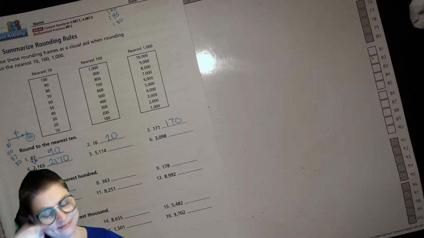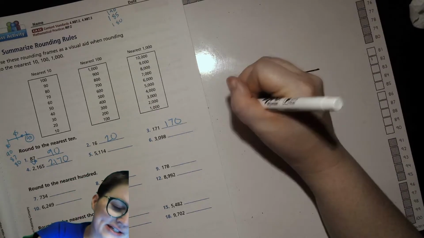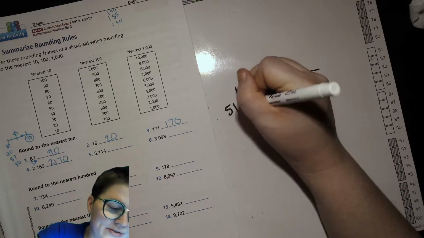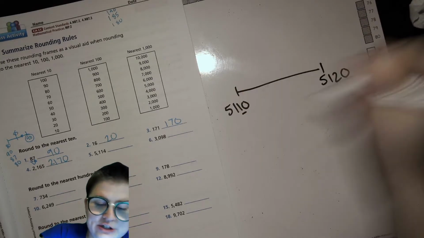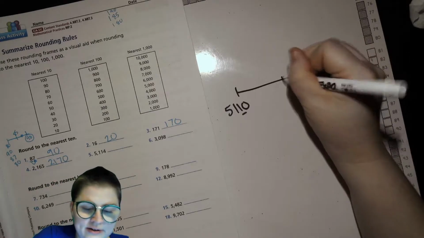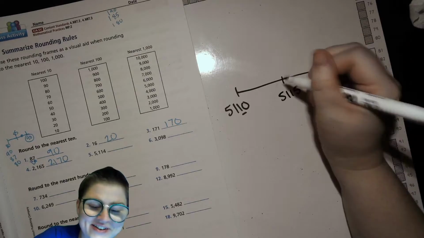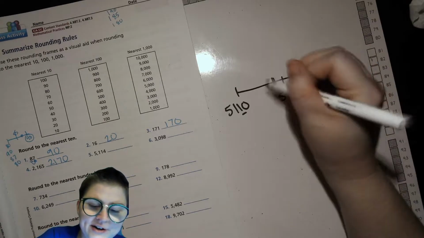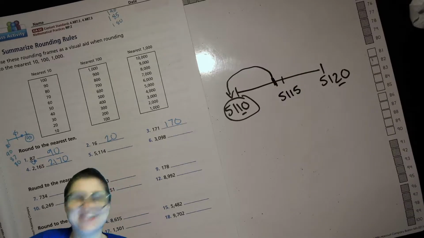Next one. Our number is 5,114. So that's between 5,110 and 5,120. That's what we're changing, the tens place. Which 10 is it closer to? Well, 5,115 would be right there, right in the middle. And then 5,114 is right before that, right there, which means we are closer to 5,110.